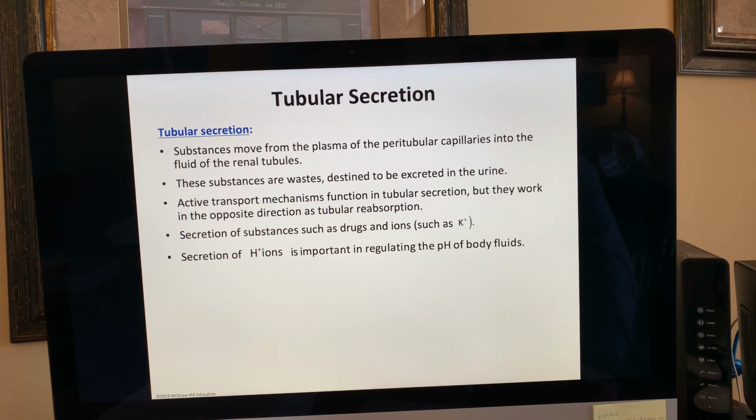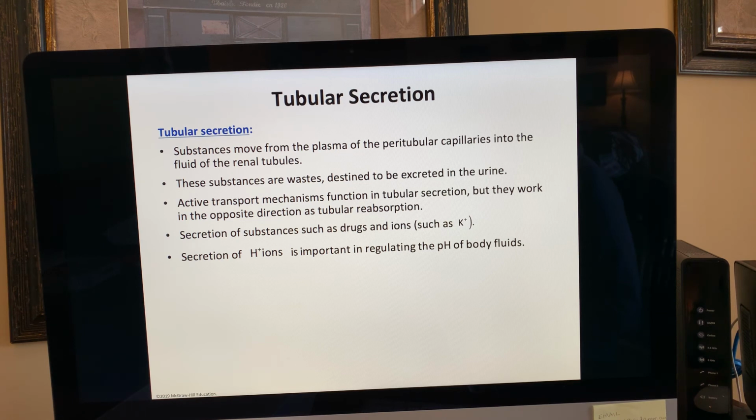Tubular secretion, that's the opposite. Those are all active transport processes that are actually pumping things from the peritubular capillaries and into the distal, usually the distal tubule or the collecting duct. What types of things are secreted? Potassium is actively secreted to maintain potassium levels.